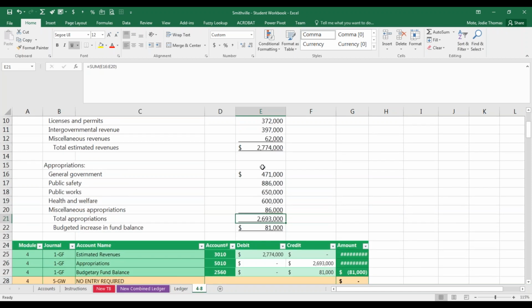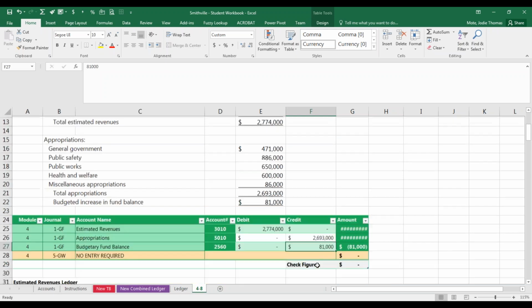So first, this one's easy. We did this last module. You're just going to record the budget. You're going to debit estimated revenues, which again is backwards from what you're used to with revenues. And you're going to credit appropriations, and your difference there, the 81,000, is your increase in budgetary fund balance.